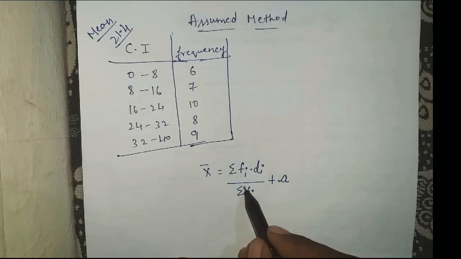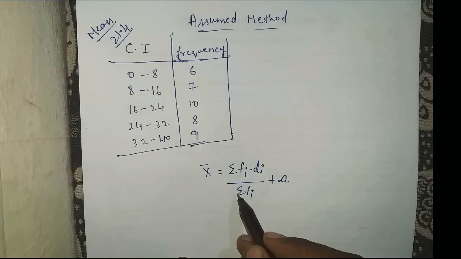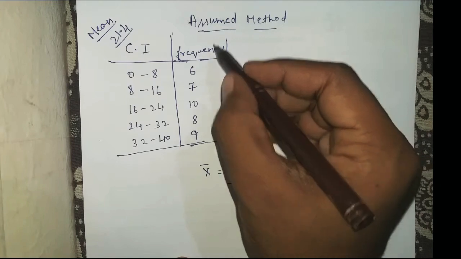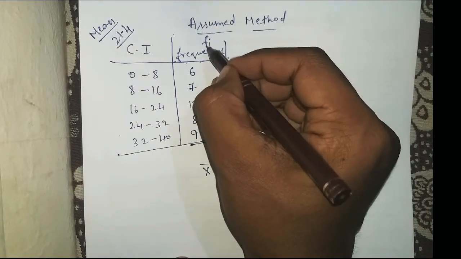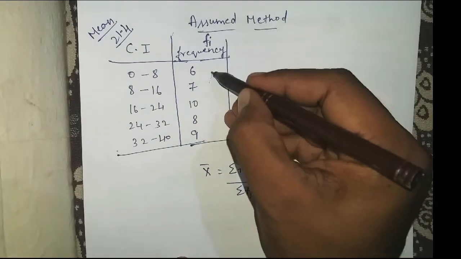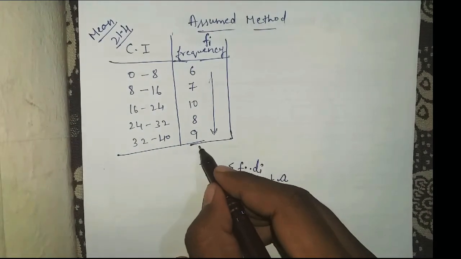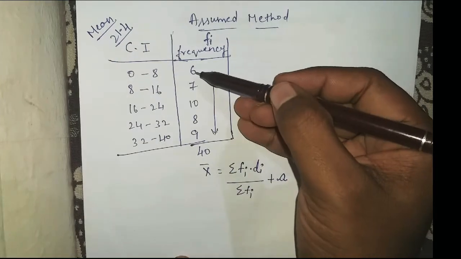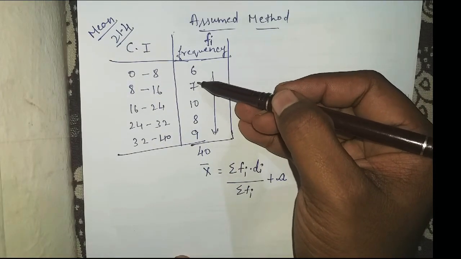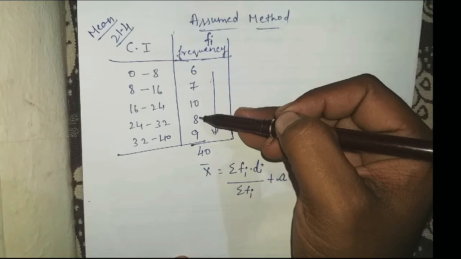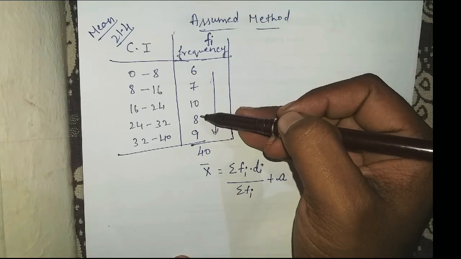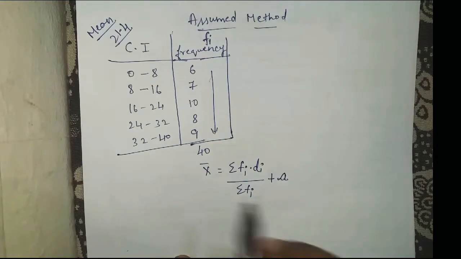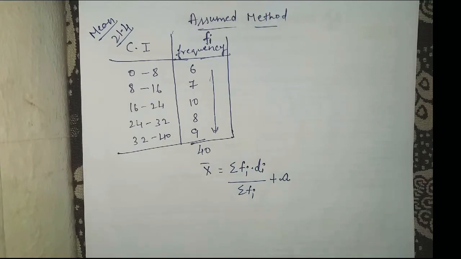So I told you what the sigma value is. Sigma means to add, right? Here it is telling us to add fi. This is called the fi column, right? So once we add this full column, what is the answer we get? 40. So 6 plus 7 is 13, 13 plus 10 is 23, 23 plus 8 is 31, 31 plus 9 is 40. So this is the value we get.